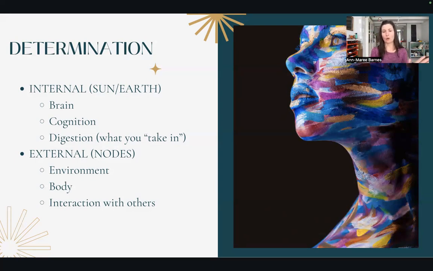Then the external is our nodes. This is the north and south node placement. It's the lower arrow on the design side. And this is related to your external, the environment with which your body is navigating the world in. And this is the story of the nodes. The nodes is the movement through the life. This is sort of more the physical body and its interaction with the other, which is really key.